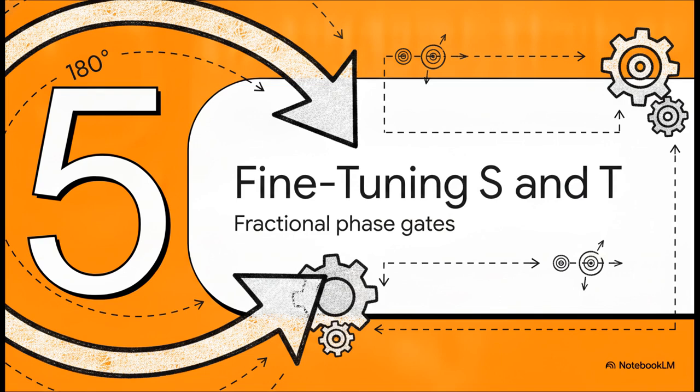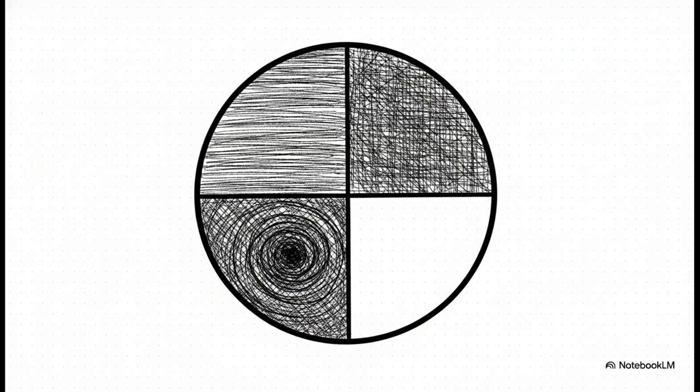Section 5. Fine-tuning with S and T. So far, we've really just dealt with these large, sweeping 180-degree rotations. But real, complex algorithms, they require some delicate precision. Enter the S and T gates. You can basically think of these as fractional Z gates. Remember, the Z gate was a half turn around the Z axis. The S gate is exactly half of that, a pi/2 rotation, or just a 90-degree quarter turn. Meaning if you apply S twice, you get Z.